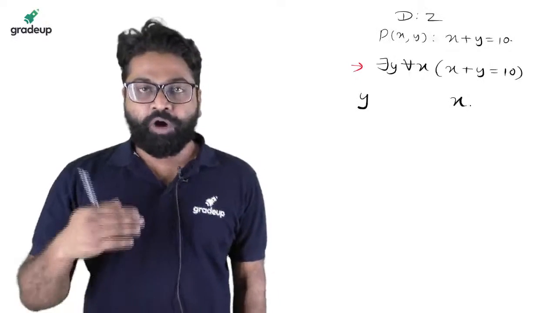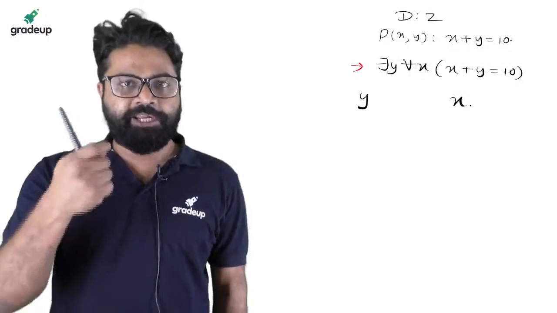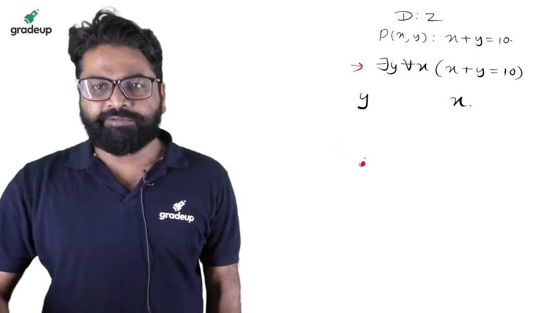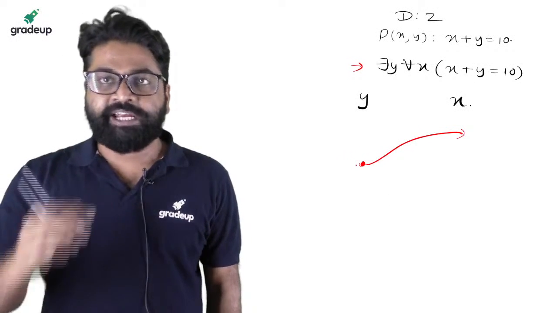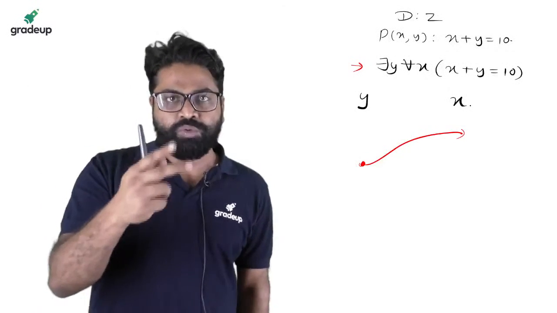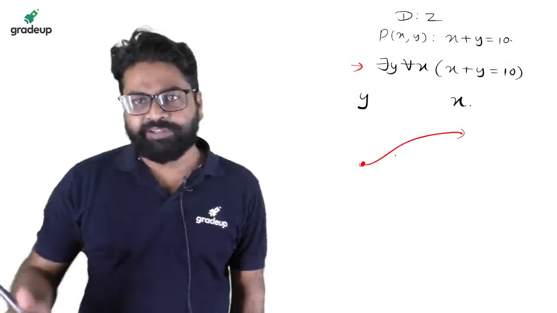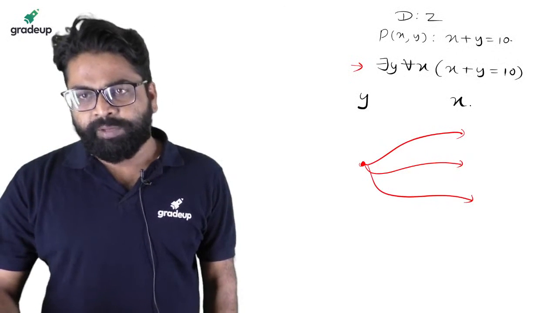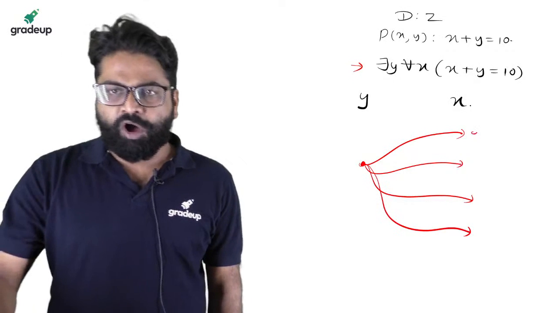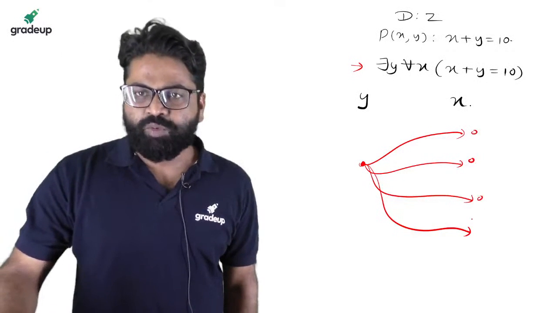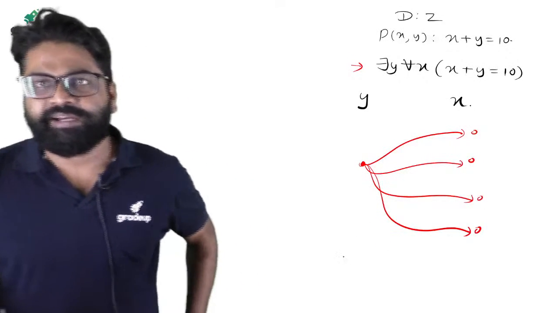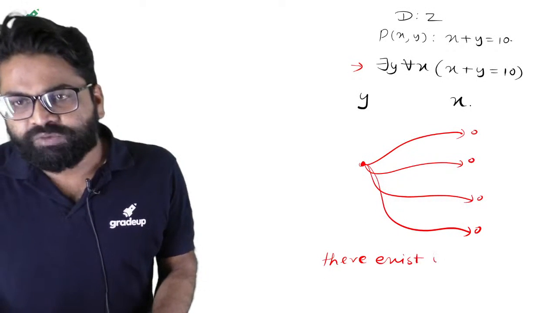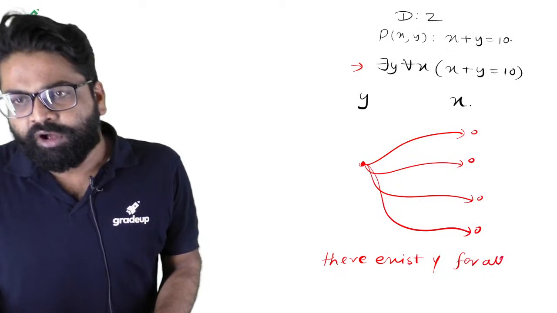What is it trying to interpret? If you try to decode it, it says that there exists a value of y which works for all of x. It may be 1, it may be 2, but this 1 or this 2 should work for all of x, right? So here this element should be for all x. So there exists y for all of x. That's how we can read it, right? Yes or no? There exists y for all of x.